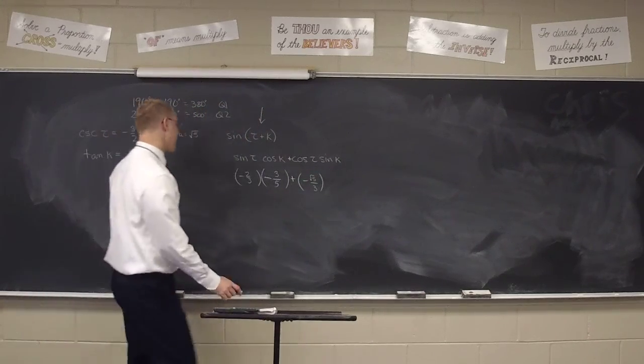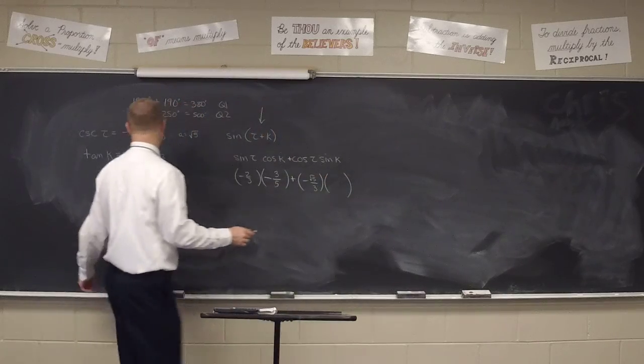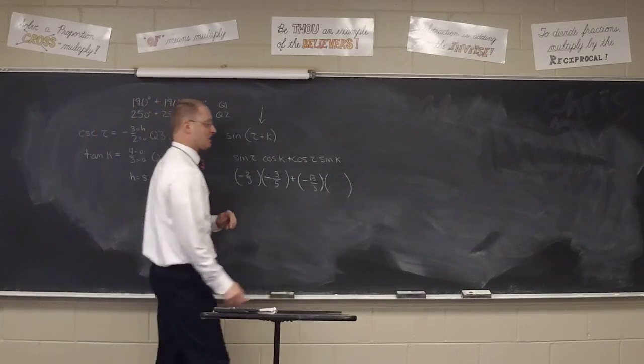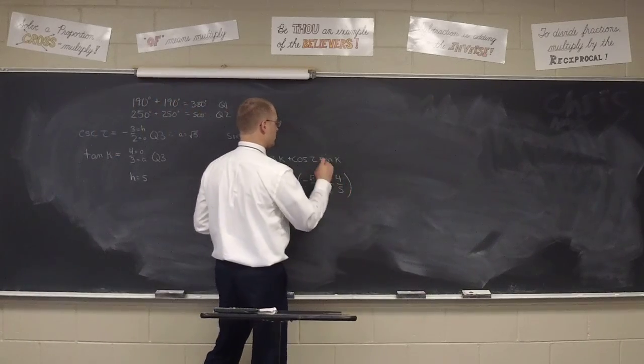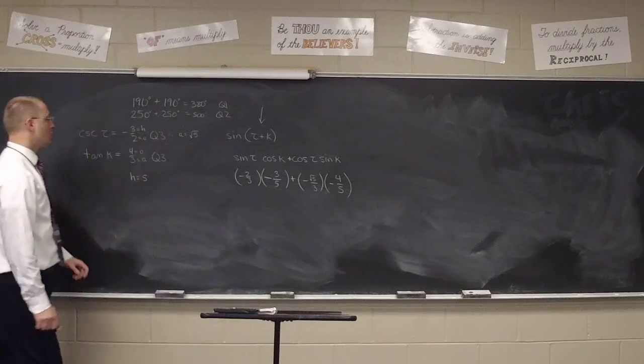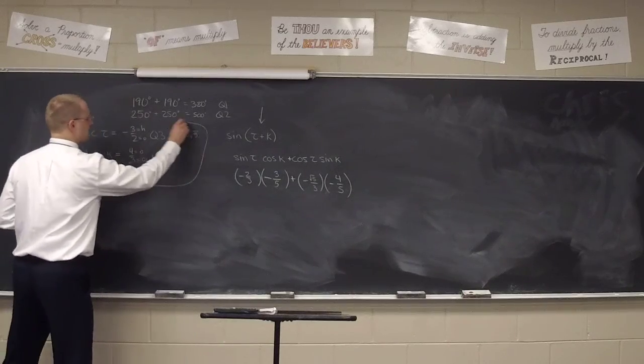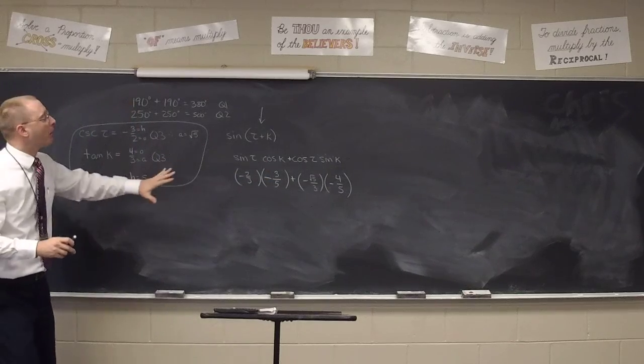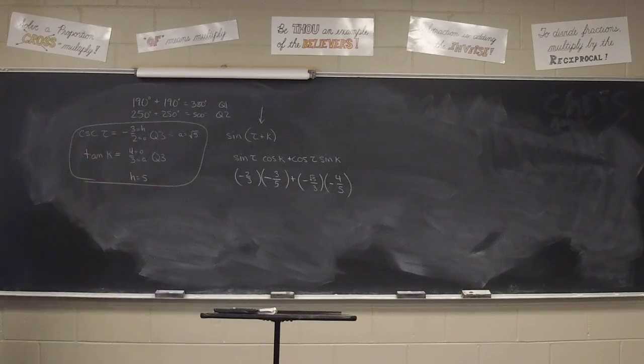And then we need the sine of kappa. We'll come back to kappa down here. What's the sine going to be? Opposite over hypotenuse, 4 over 5. But in quadrant 3, sine is negative, so negative 4 over 5. So remember this in finding other trig functions? We're still doing that, but we're incorporating it into a sum difference identity now. Everything kind of comes together at once.